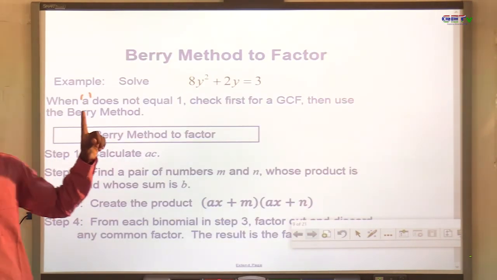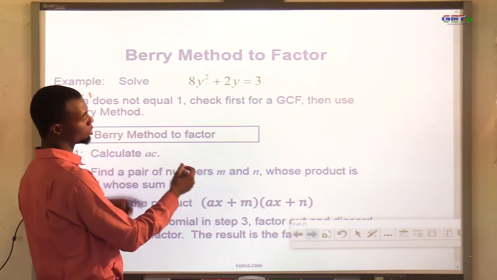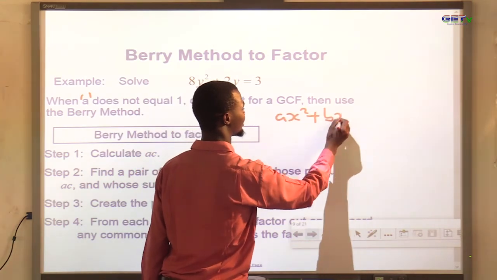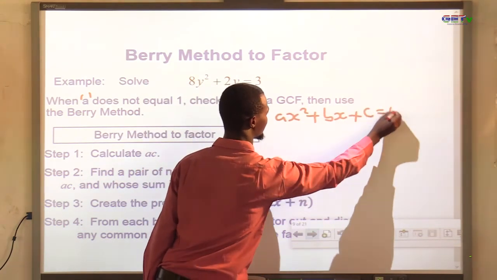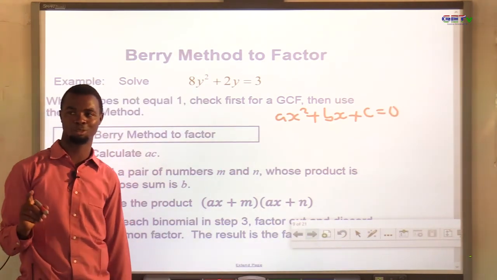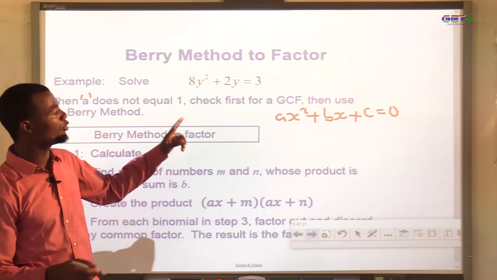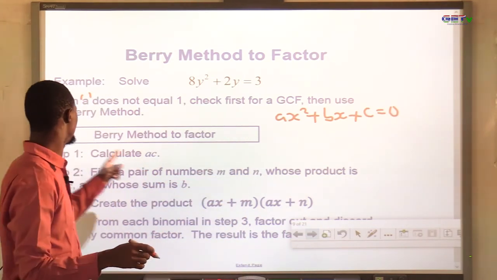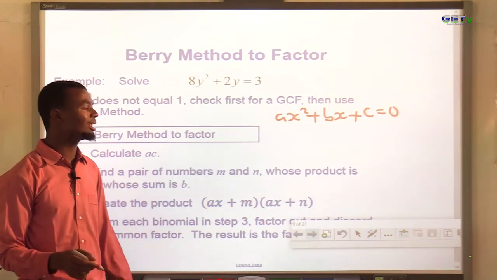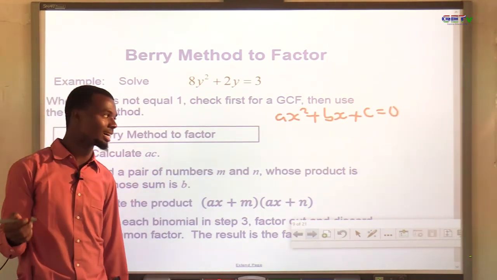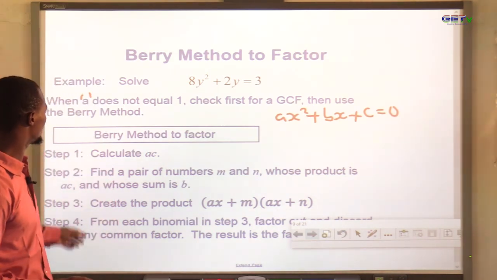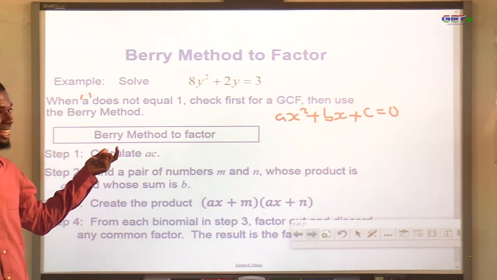When a does not equal 1, meaning in the equation ax squared plus bx plus c equals 0, when this a is not 1, the coefficient of the square term is not 1. Check first for the GCF, that is the greatest common factor, which is known as HCF, the highest common factor, then use the Berry method. So Berry method first, you find AC.